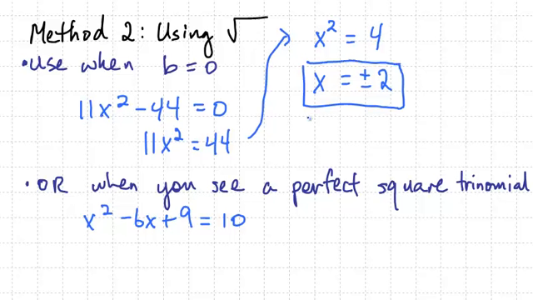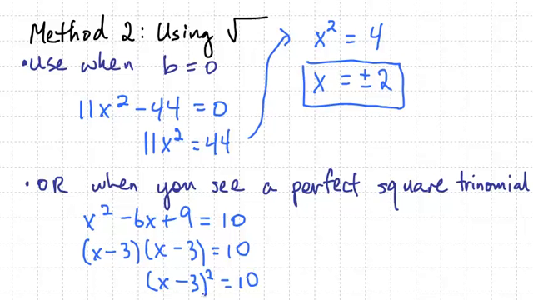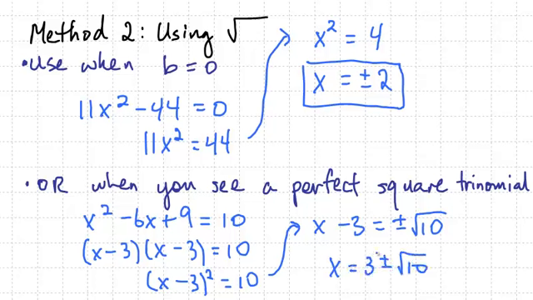Another time I'd be looking to use the square root is when I recognize a perfect square trinomial. For example, on the left side of this equation I have x squared minus 6x plus 9. I recognize that I can factor this into (x minus 3) times (x minus 3). And that's just (x minus 3) squared. So I have a square on the left side. I'm going to take the square root of both sides. So x minus 3 is positive or negative square root of 10. Getting x by itself, x is 3 plus or minus the square root of 10.